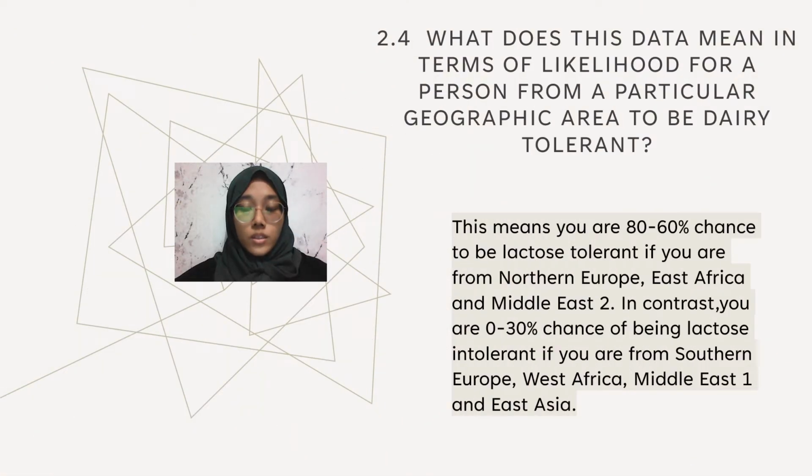For the fourth question, what does this data mean in terms of likelihood for a person from a particular geographic area to be dairy tolerant? This means you have an 80 to 60% chance to be lactose tolerant if you are from Northern Europe, East Africa, and Middle East 2. But if you are from Southern Europe, West Africa, Middle East 1, and East Asia, you have only a 0 to 30% chance of being lactose tolerant.